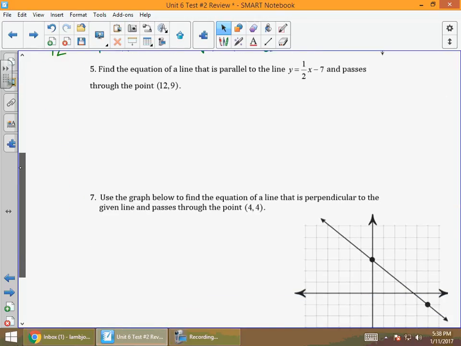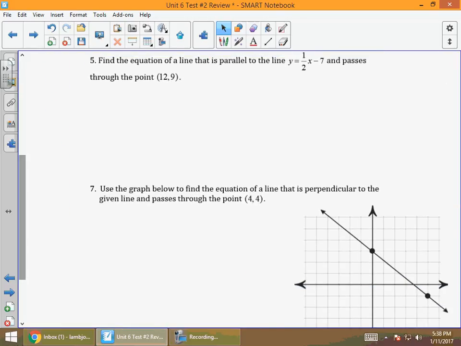All right. Question number 5, find the equation of a line. All right. Equation of a line, I know this. It is going to be y equals mx plus b. That is going to be the basis behind the whole concept of a line. All right, what's it tell me?